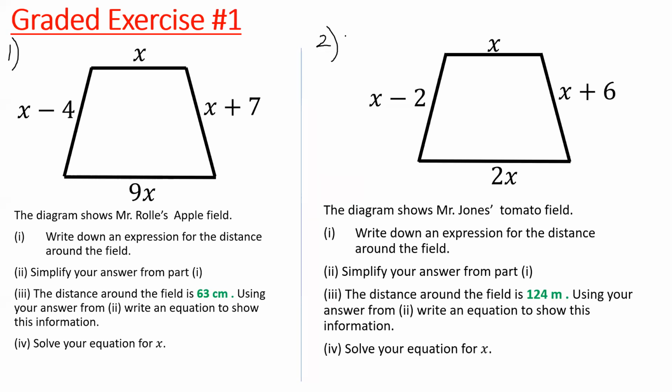Okay, so what does number 1 say? Number 1 says, the diagram shows Mr. Rose Apple's field. We have an apple field that looks like a trapezoid. We know the distance around the field is 63. For this one, we know the distance around the field is 124. So I'll do it just like how I did it in the previous example.